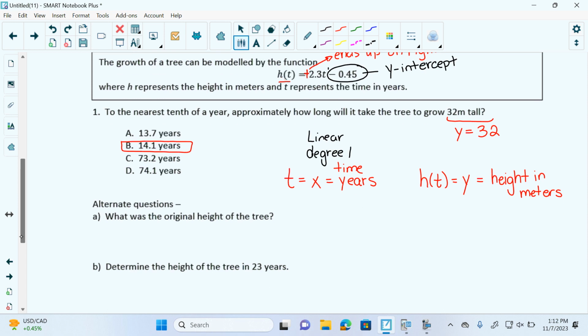So that's one question that they've given before on a diploma. Here are alternate versions of what they could have asked for this exact same question. Same data, they could ask alternate questions. What could they be? What was the original height of the tree? Negative 0.45 meters. Because original height just means x equals 0.